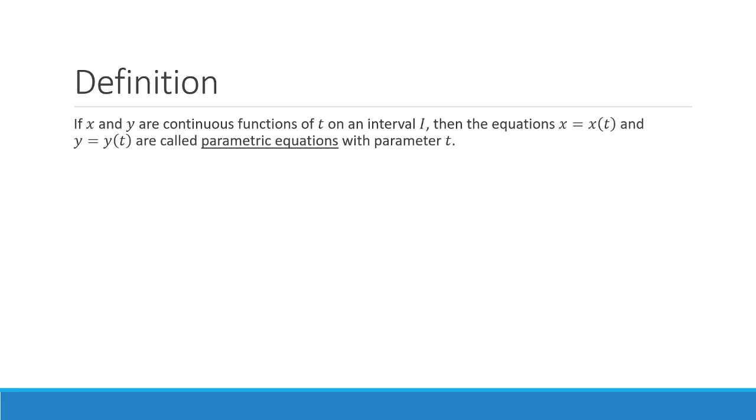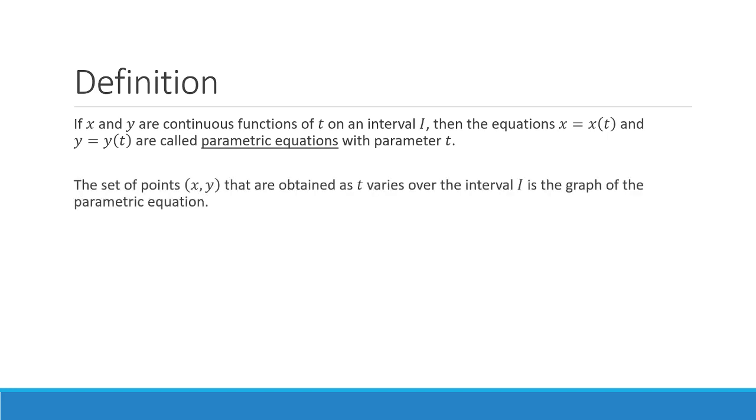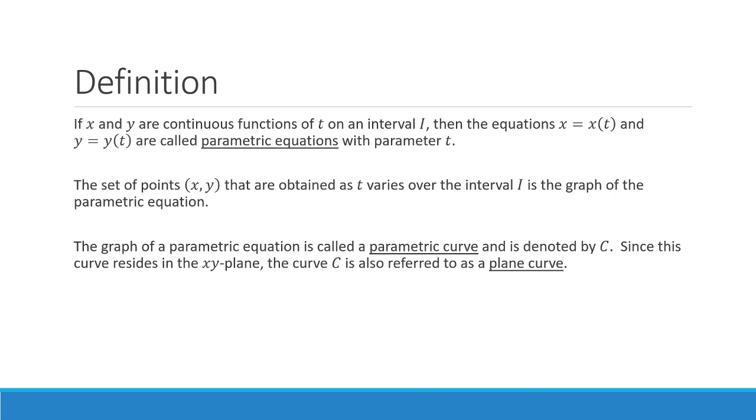If we have these parametric equations, then the set of points x, y, these are the ones on the left side of the equation now, those points that are obtained as we let t vary over the interval I, this gives us the graph of the parametric equation. And we call that graph a parametric curve, denoted by a capital C. Since this curve does reside in the xy plane, we also refer to it as a plane curve, as we will with any other curve that exists in a specific plane rather than being out in three-dimensional space.